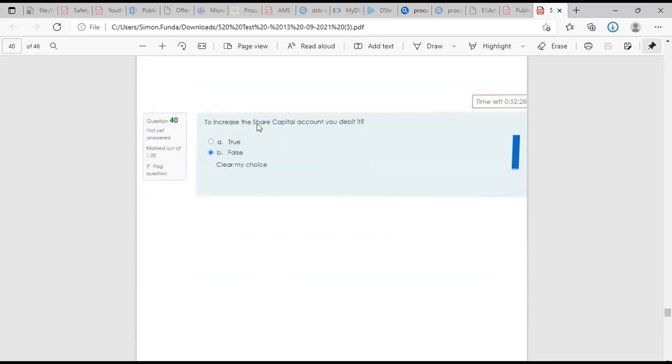Number 40, to increase the share capital account, you debit it, true or false. So you are increasing the capital account. Do you need to debit? The capital account is a credit balance. So if you want to increase the credit balance, you're supposed to credit. If you debit, then you are reducing. So no wonder the answer is false.